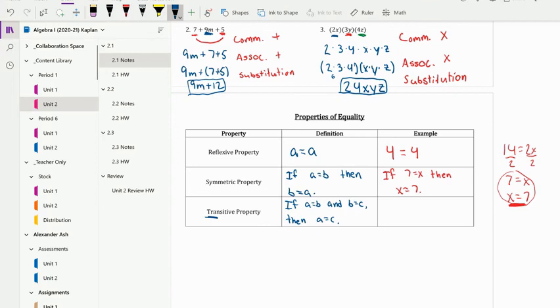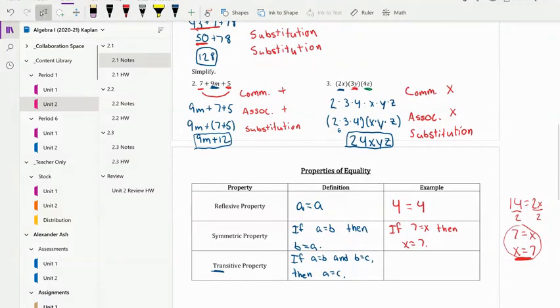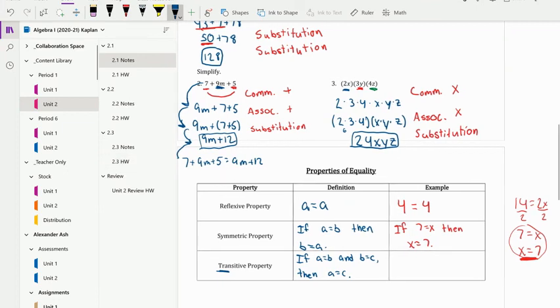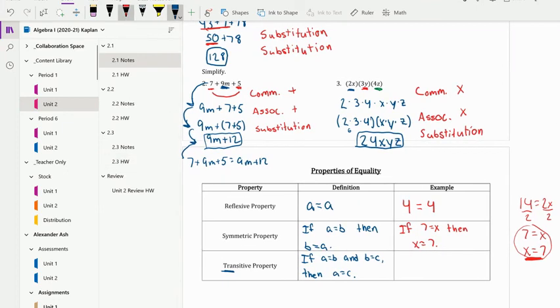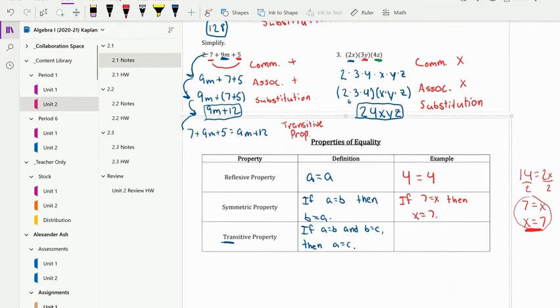So we use the transitive property a lot when we're simplifying expressions, right? If we look back up at number 2, at the very end of this, we could say, well, that means 7 plus 9m plus 5 is equal to 9m plus 12 because 7 plus 9m plus 5 was equal to this, and this was equal to this, and this was equal to this. So our very first thing must be equal to our very last thing by the transitive property. We made a train with our steps, so our first thing must be equal to our last thing, okay? We use this a lot.